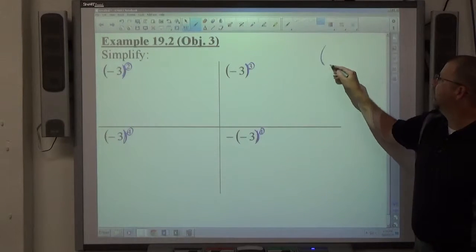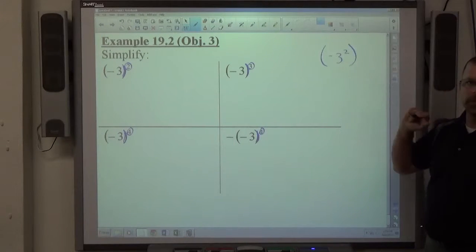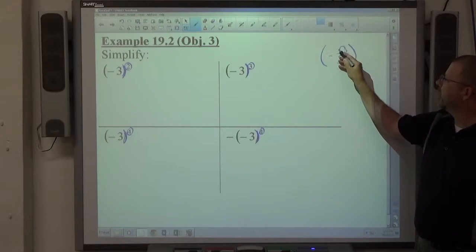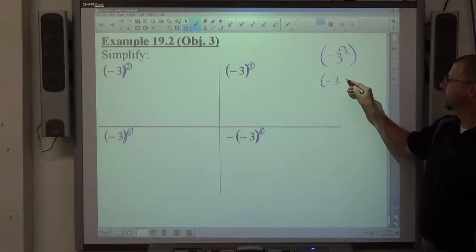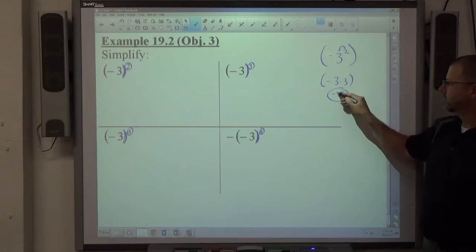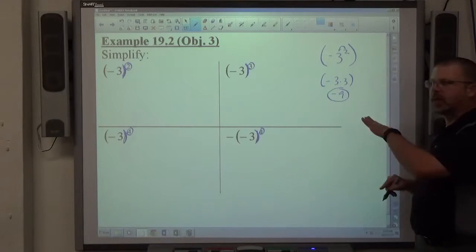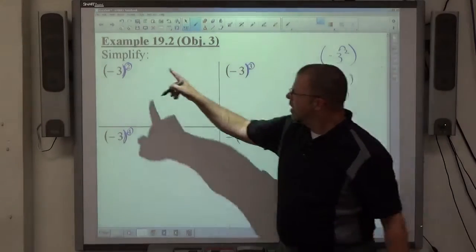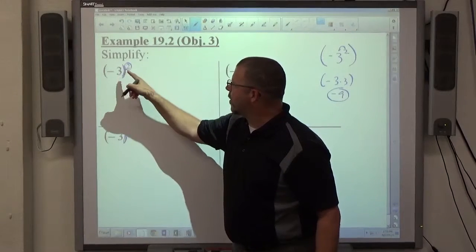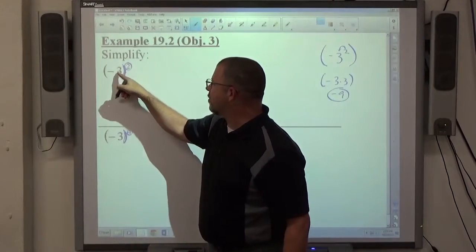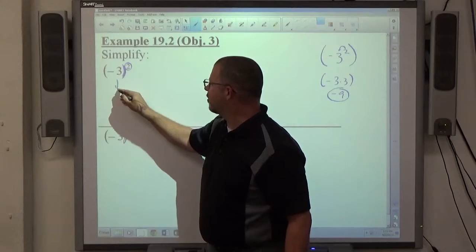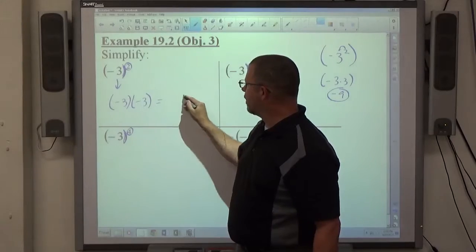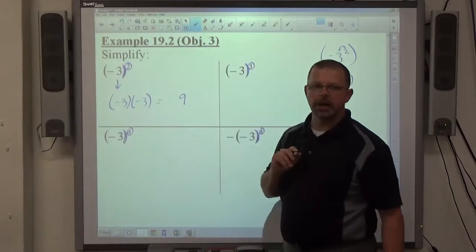If you have -3 squared and the power's inside the parentheses, notice this 2 is only hitting the 3, not the minus sign. So it still equals negative because the minus sign is not being raised to the power. In all these examples, since the power is outside the parentheses, what's being raised to the second power is not just the 3, but also the minus sign. So this actually translates to -3 being multiplied by -3. And 3 times 3 makes a 9, and 2 negatives make a positive 9.